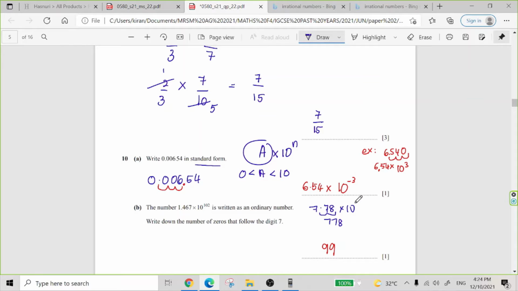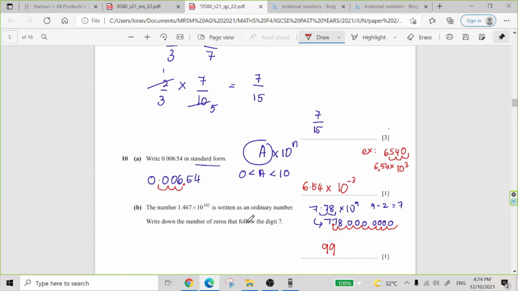When we have moved 2, how many tens are left? How many zeros are left at the back? Which is 9 minus 2 that it moved, so 7. So there are 7 zeros that follow the digit 8 here. 1 2 3 4 5 6 7. That is when we convert to an ordinary number. If converting back to standard, you move it 1 2 3 4 5 6 7 8 9.